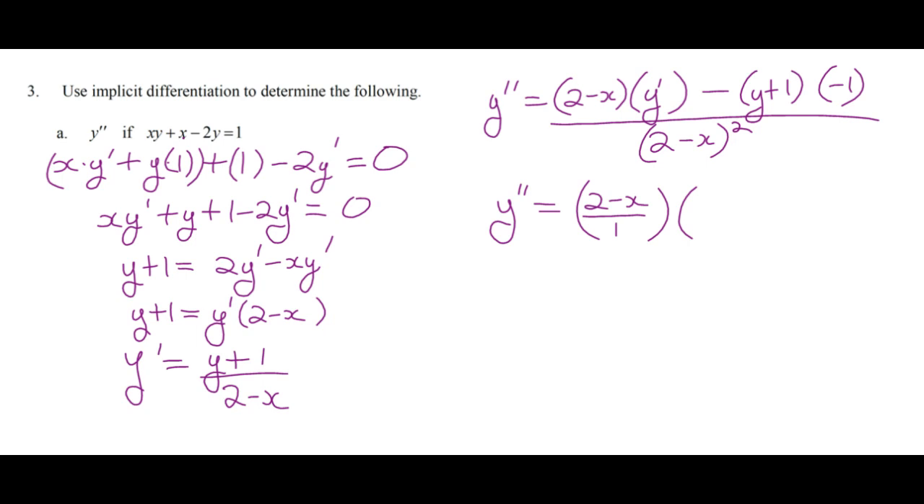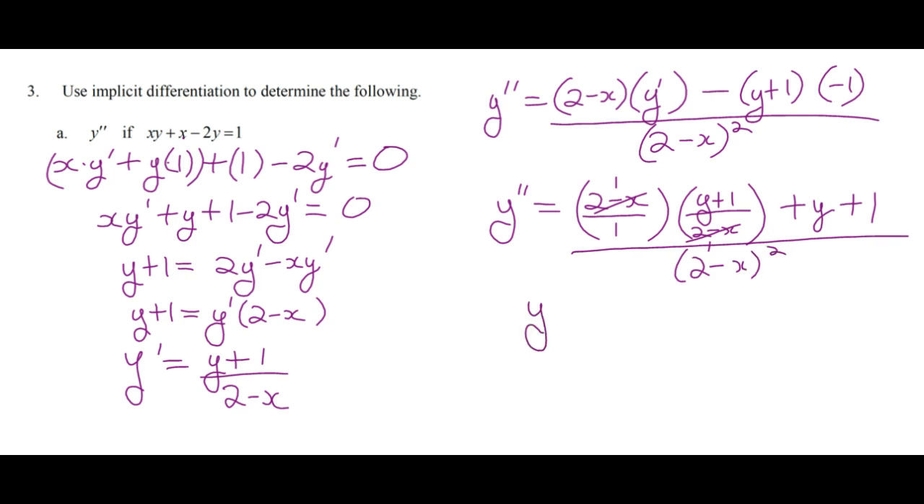Okay. So here's where it gets neat. We know what y prime is, right? We know that y prime is y plus 1 over 2 minus x. So you see the y prime there? Well, let's just substitute y plus 1 over 2 minus x. And watch what happens. That cancels. So this whole thing here just becomes y plus 1. And then what do we have here? We have plus y minus minus plus 1 over 2 minus x squared. All right, so what do we got? We got two y's and two ones. And there's y double prime.